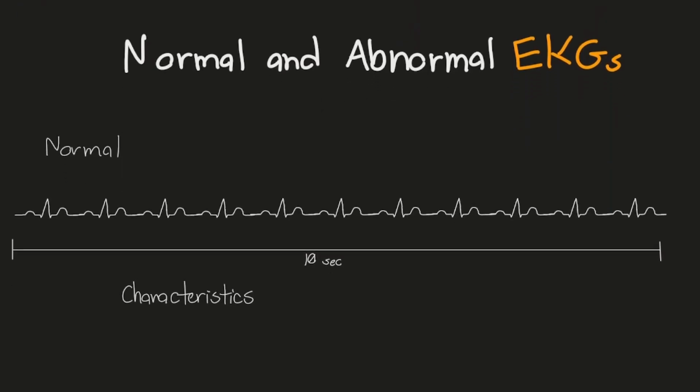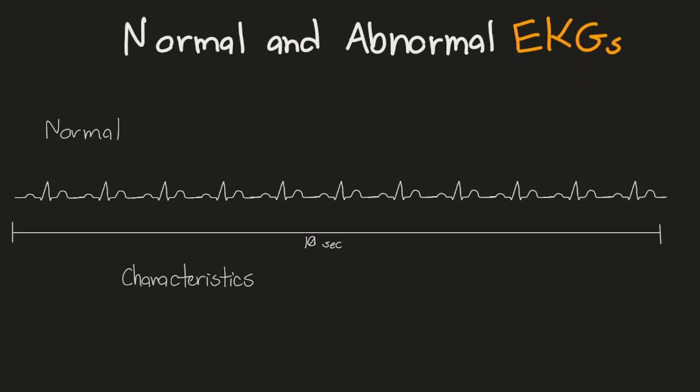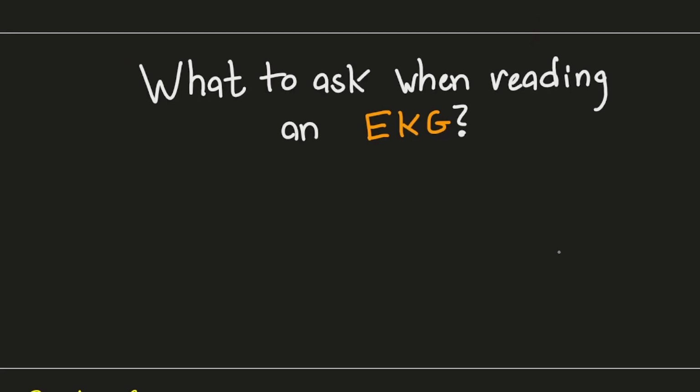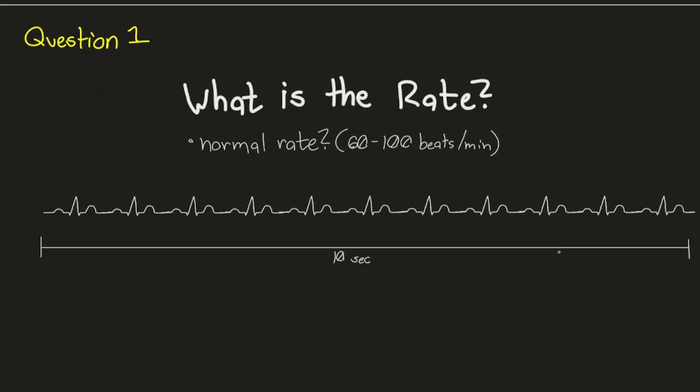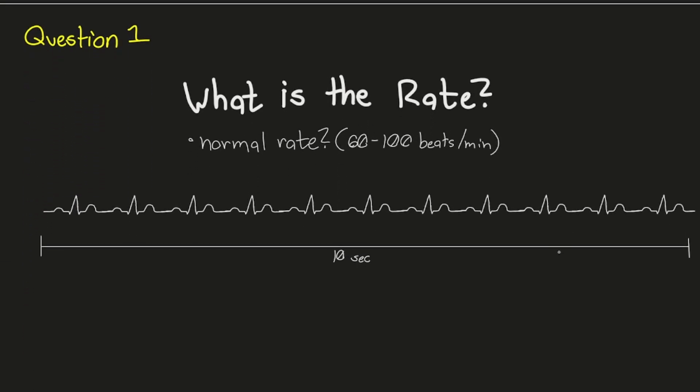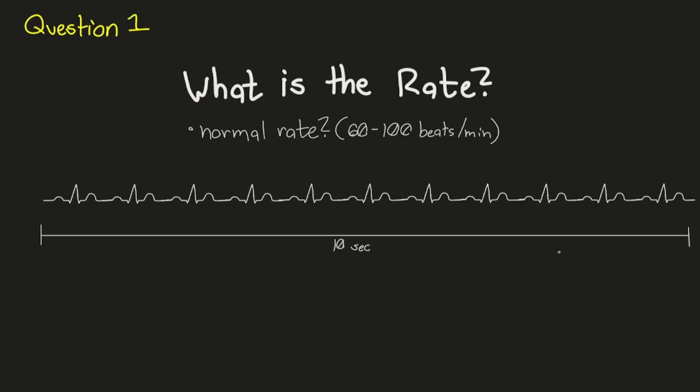of blocks and types of fibrillation, and also an elevation. But first, we'll look at some important questions to ask when looking at an EKG. So what to ask when reading an EKG? First question we'll go over is, what is the rate? Is it normal? So a normal rate is usually 60 to 100 beats per minute.